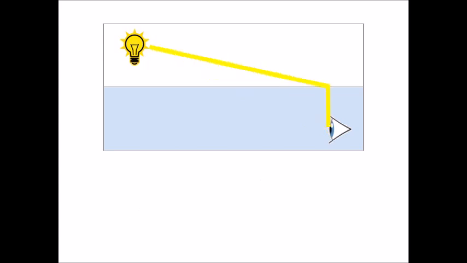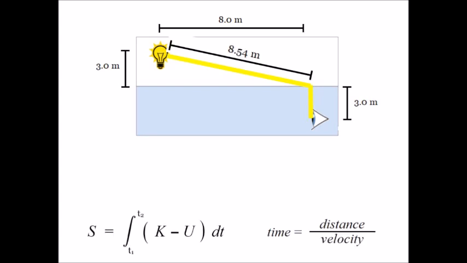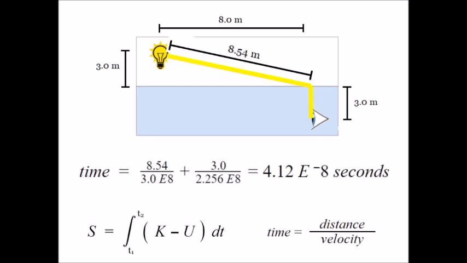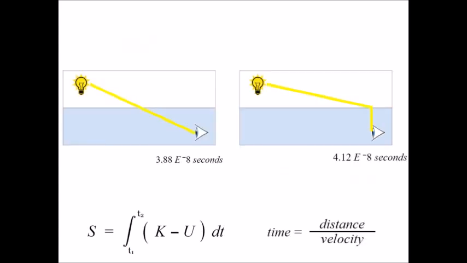So how long does this path take? Again, there are the values. There's Pythagoras. There is distance divided by velocity, giving us a time of 41 nanoseconds. 41 nanoseconds, which is a little bit longer than the first straight line path. So given these two paths, light prefers the straight line versus that wacky second path.